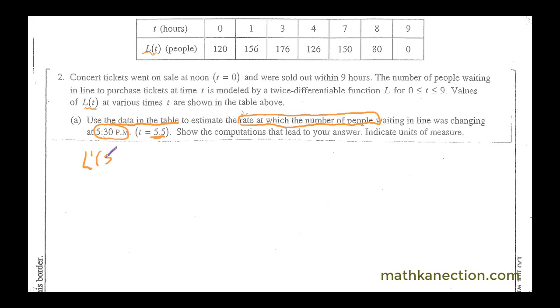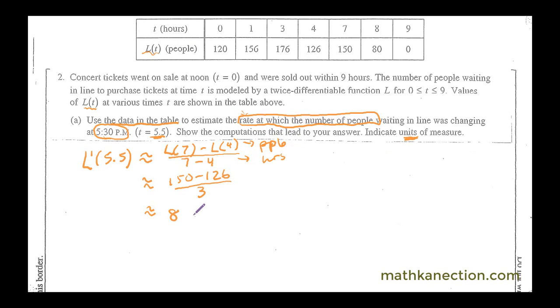So L prime of 5.5 is approximately the value of L of 7 minus L of 4 over 7 minus 4. So that's 150 minus 126 over that 7 minus 4, which comes out to 8. Showing our computations, we did that, and we have to indicate units of measure. L of t is being measured in people, and then t is being measured in hours. So we'll have people per hour.